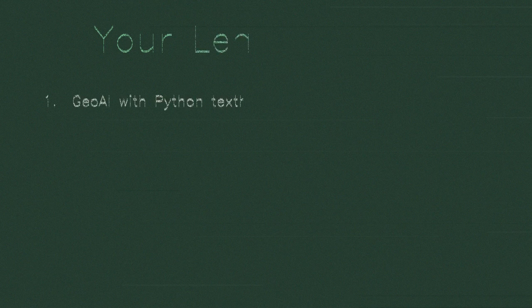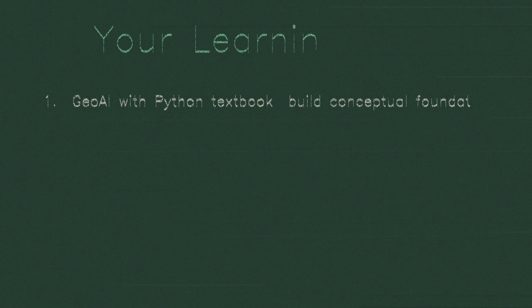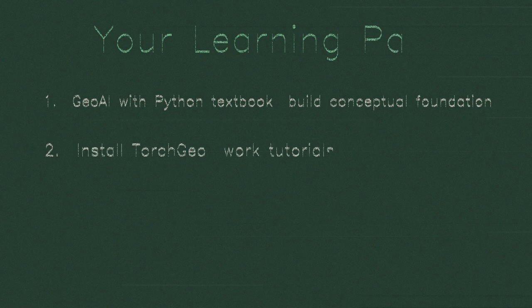Start with the GeoAI with Python textbook to build conceptual understanding. Then install TorchGeo and work through its tutorials using a dataset relevant to your work, whether that is land cover classification, change detection, or object detection. Once you are comfortable with that, try fine-tuning a foundation model using TerraTorch on your own data. The progression from textbook to TorchGeo to TerraTorch gives you a practical learning path that builds on each step.